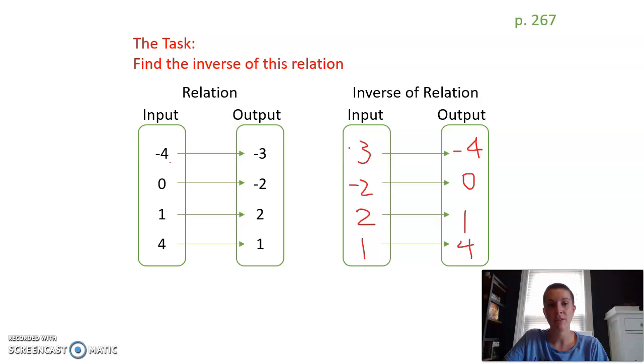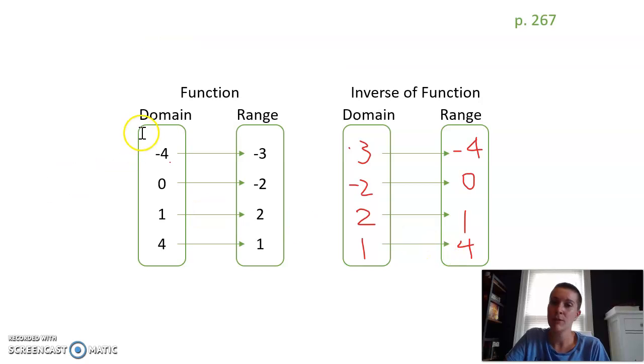As a recap, in our last video, we found the inverse of this relation here. We were given these input and output values, and we found the inverse of the relation by essentially flipping the input and output values. -4, -3 became -3, -4, and so on. Now, if this were a function, the only thing that would change is really the notation. Here we have our domain and our range, our inverse function, its domain and its range, where the values are simply switched.